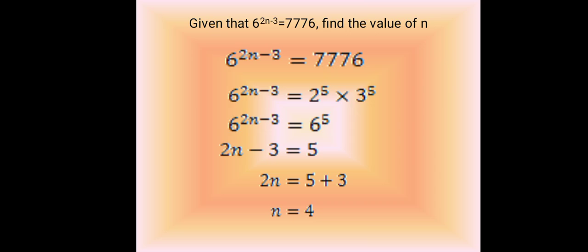If we solve for n, like taking negative 3 to the other side, we shall have 8. The other side will remain 2n. So we divide by 2 on both sides, we have that n is equal to 4.